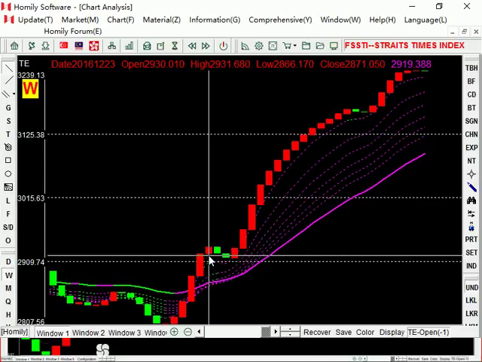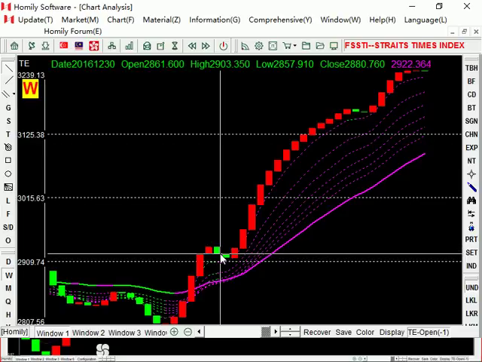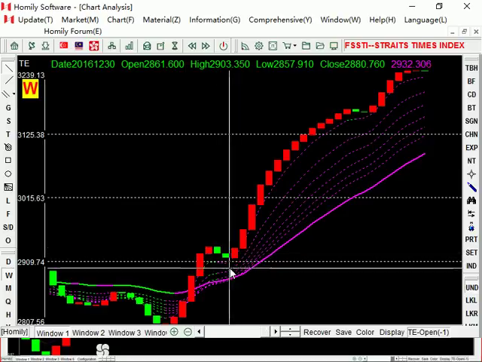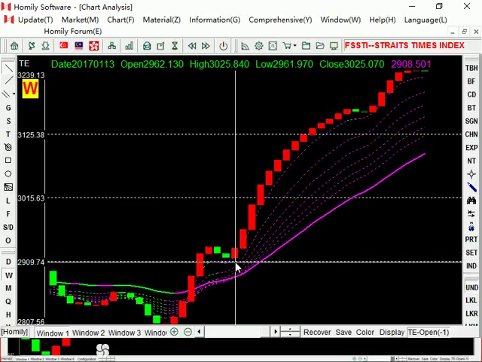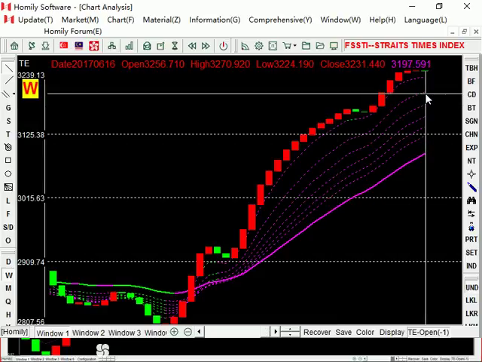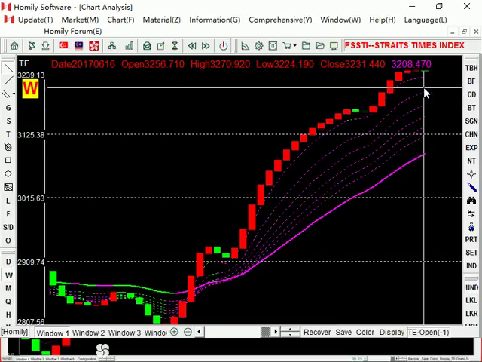Then green, red turn to green, for short-term, you'd better wait and see. And if the green turns to red again, you can buy again, because this is the chance to catch some good profit. Then here, red turns to green again. So for short term, you'd better pay more attention to the correction.